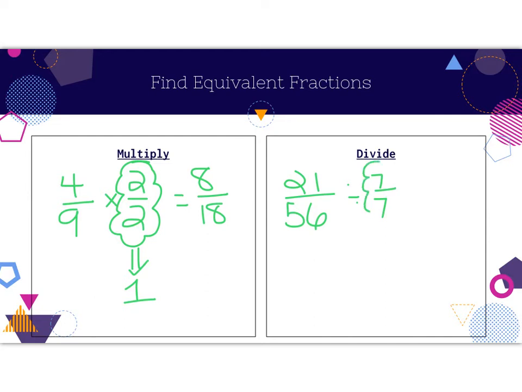Remember, it's okay because 7/7 is equivalent or the same as 1 whole, and any number divided by 1 would give you the same number back. We're just representing that same amount using different numbers. The top, 21 divided by 7, is 3, and the bottom, 56 divided by 7, is 8. 21/56 is equivalent to 3/8.